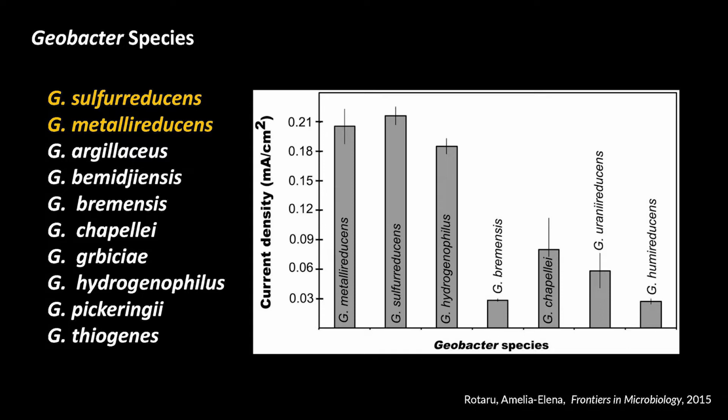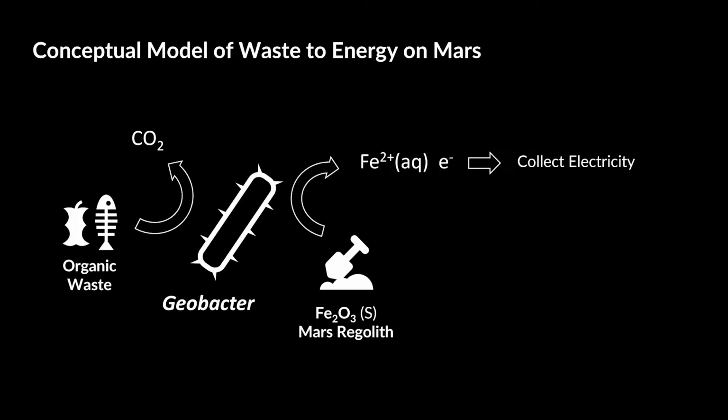The graph shows the current density comparison between Geobacter species. We can see that G. metallireducens and G. sulfurreducens generate high current density. Thus, we initially identified them as prototypes for future engineering.